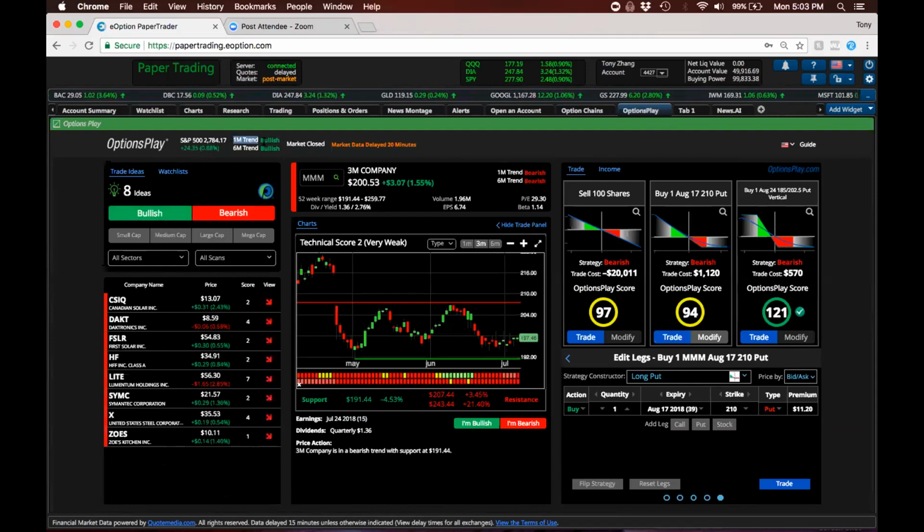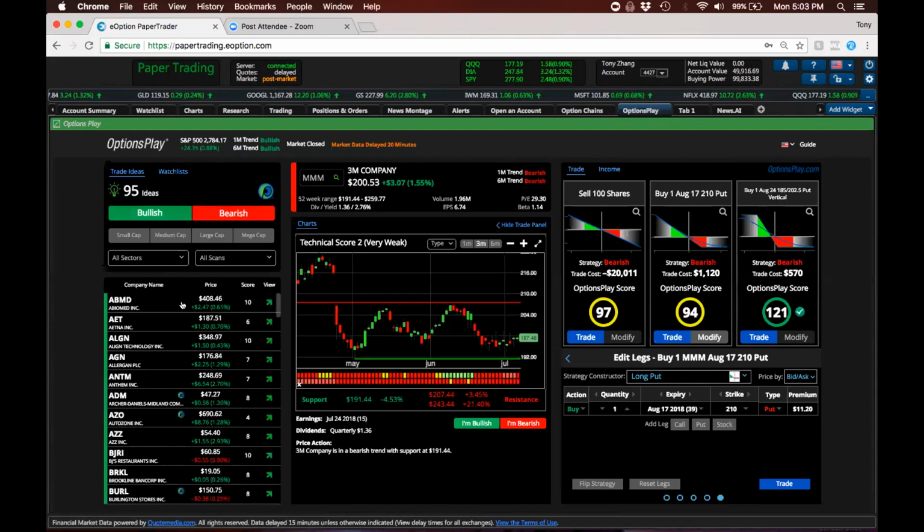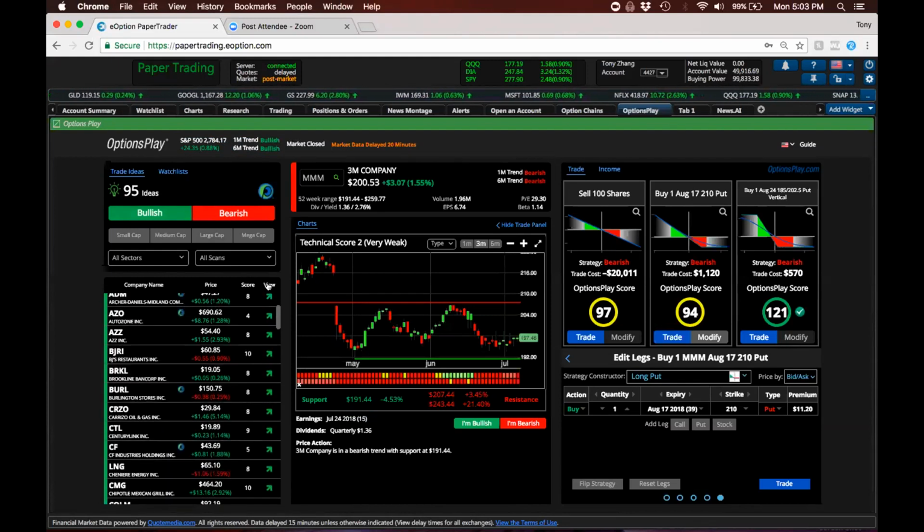I usually tell users to look at, first of all, the overall market first. What is the market trending? Is the market trending higher or lower? In this particular case, the S&P 500 is trending bullish on both the short and long term. Then I usually like to look at the individual sectors. For example, if the market is trending bullish, I'm likely going to be looking for bullish examples.